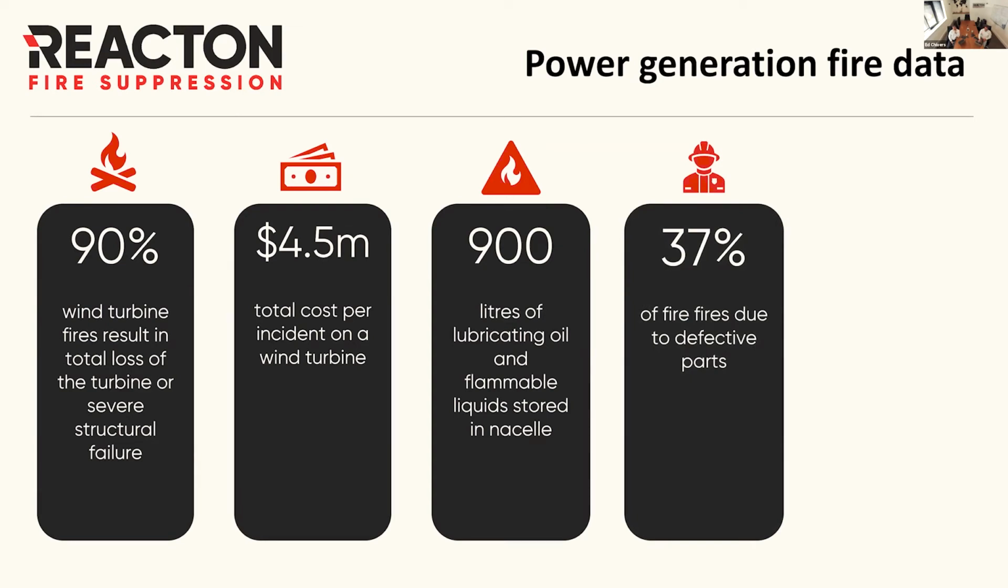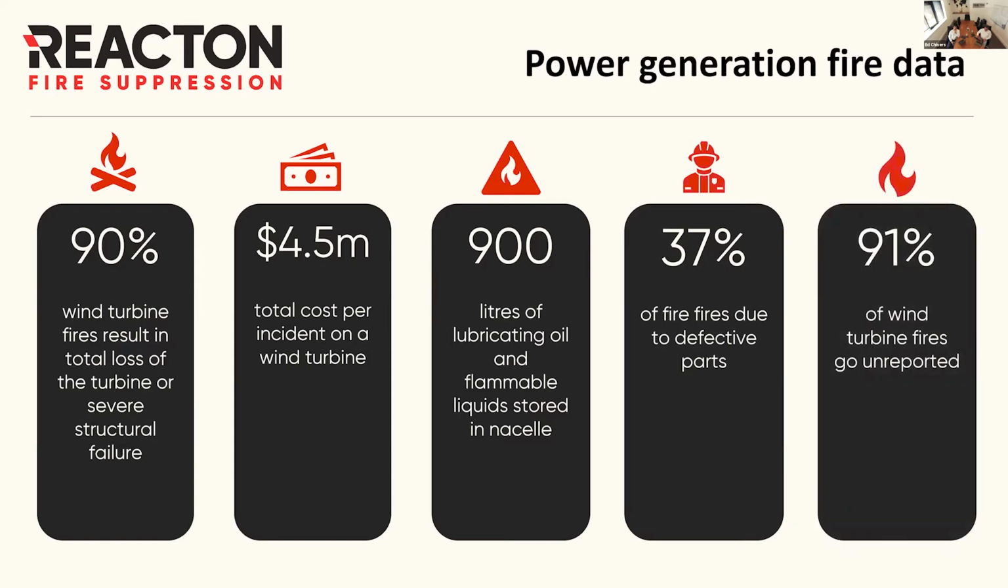Here we've got 37% fires due to defective parts, and then on the last one, when we said that these do happen a lot, 91% of wind turbine fires aren't reported. So that's massive. There are lots of supporting documents out there, really in-depth studies about this, but a lot of them aren't actually publicly reported. So the true picture that some people see, well, it's not correct.